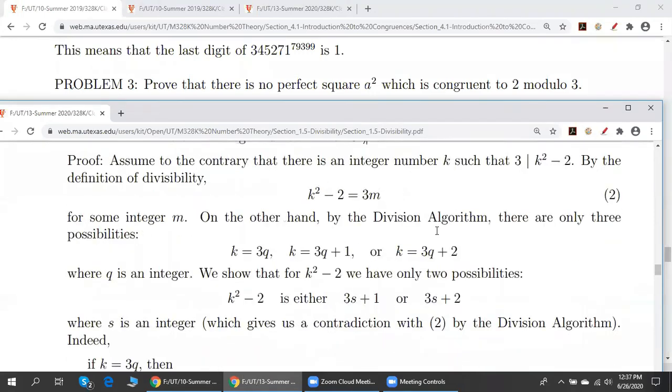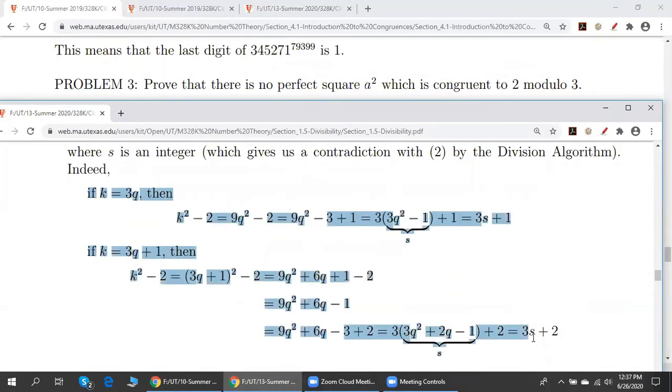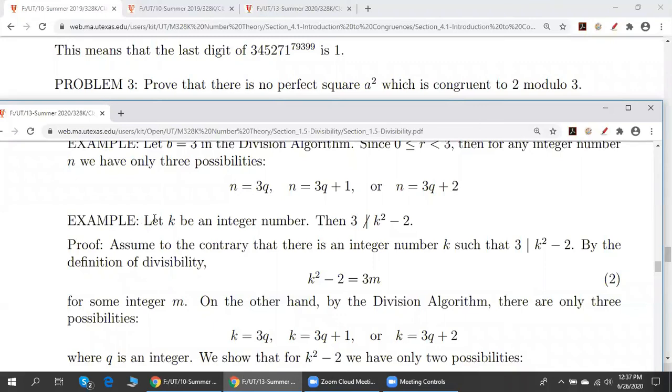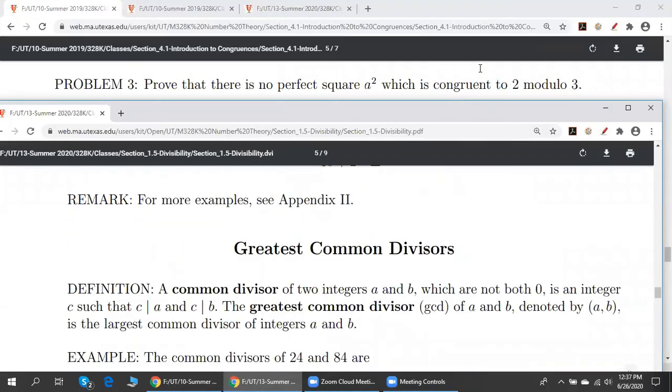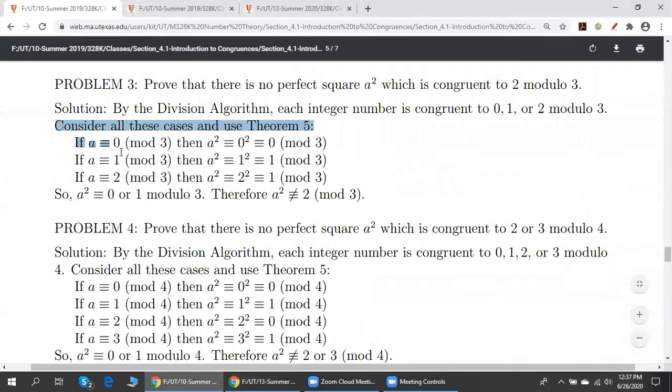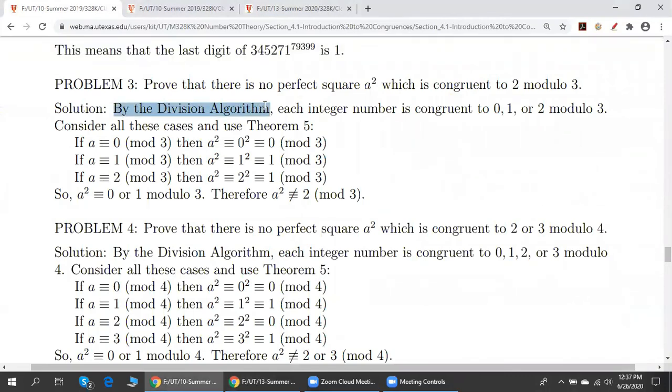Note that it took quite some time to prove this in section 1.5. Now compare with this much shorter proof. Here is how we do it. By the division algorithm, each integer is congruent to either 0 or 1 or 2 modulo 3. It's exactly what is written here. A is either congruent to 0 or 1 or 2 modulo 3.